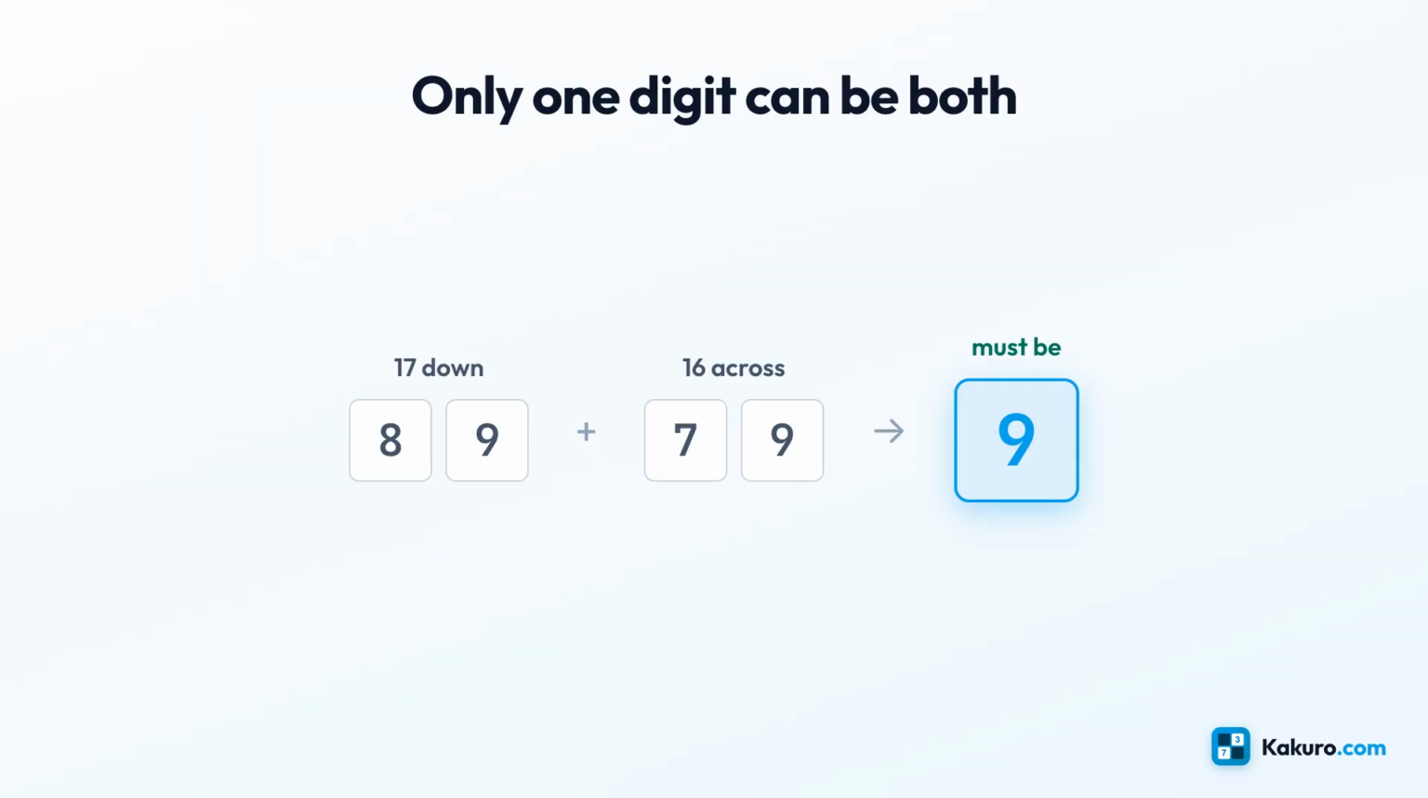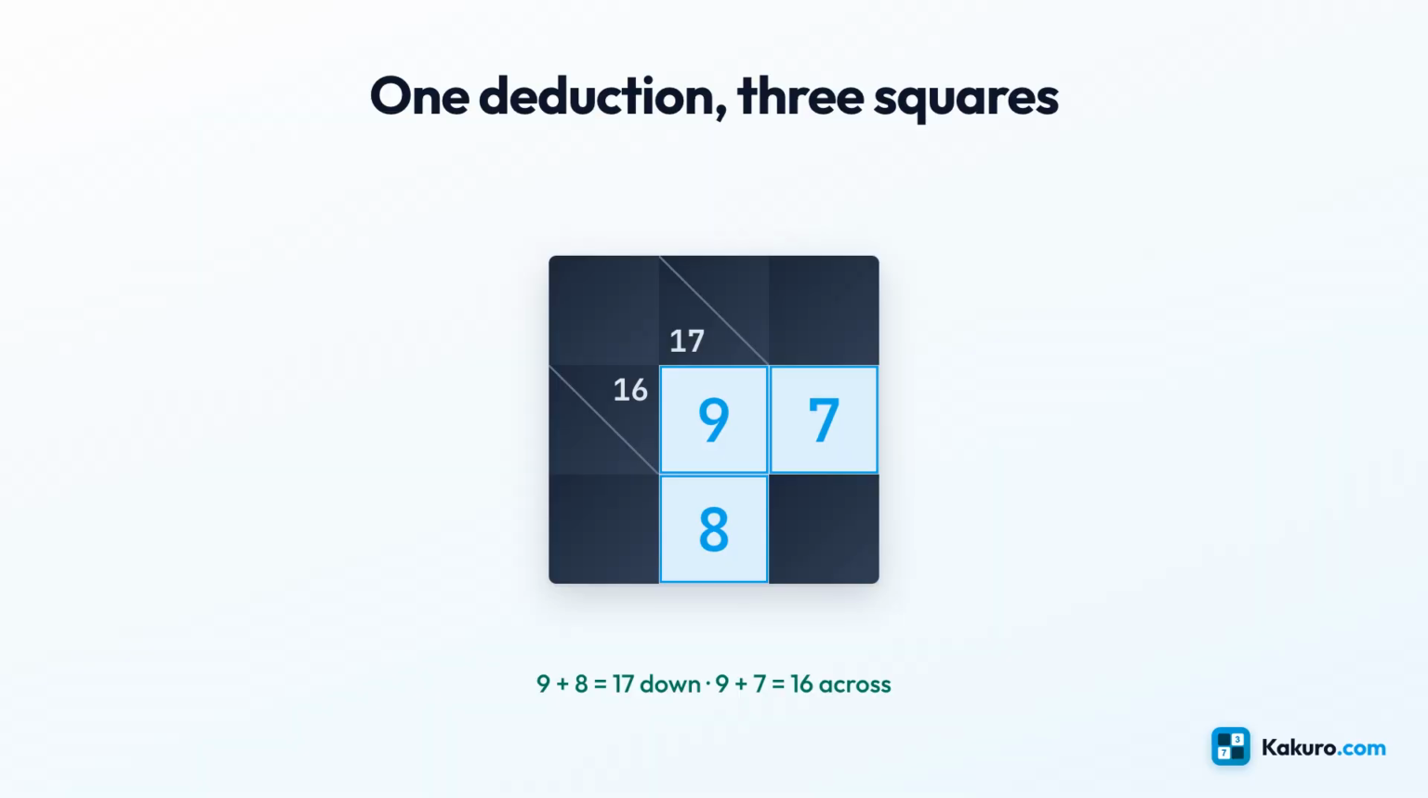The square must be an 8 or a 9, and it must also be a 7 or a 9. Only one digit satisfies both. It is a 9. No guessing at all. The board simply told us. And placing that one digit immediately unlocks its neighbors. If the 9 is settled, then the rest of the 17 run has to be an 8, and the rest of the 16 run has to be a 7. One deduction just gave you 3 squares.